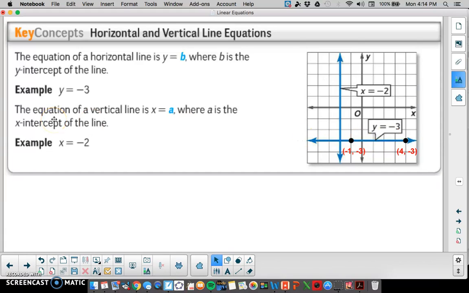For the vertical line, we have x equals a value where a is the x-intercept of the line. So notice we have that x-intercept of (-2, 0). Notice everywhere on that line, our x value is -2. x is -2, y is 3 at that point. (-2, -1). Everywhere on that line, x is equal to -2. And our slope is undefined for vertical lines.